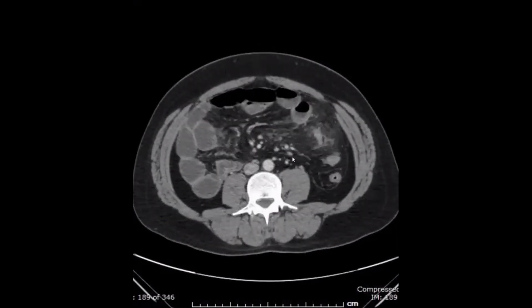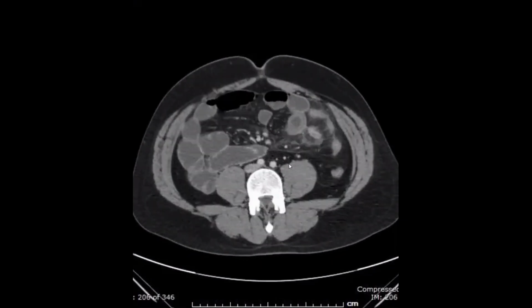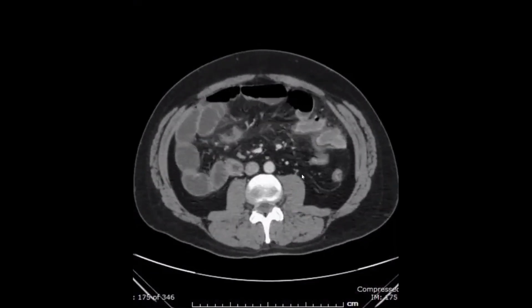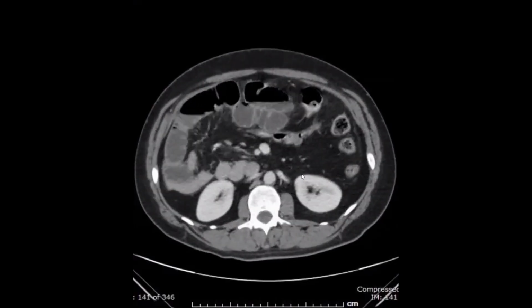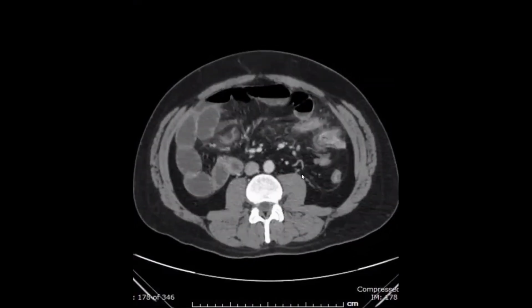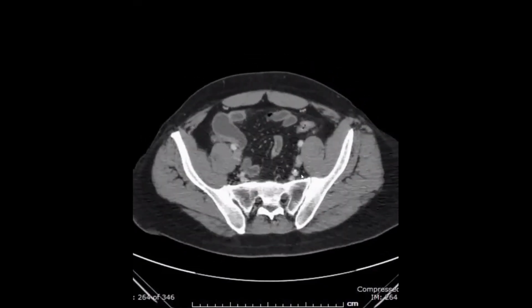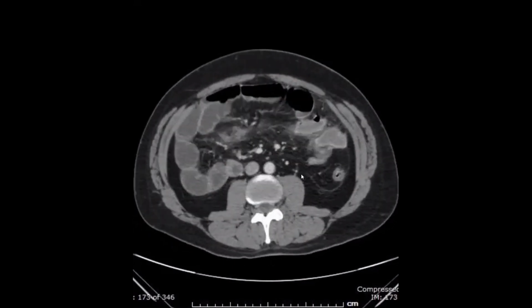But I can see the reason why this area is infected or inflamed, a localized inflammation. There are no swirls of fat or evidence of volvulus. Can you please check the anatomy of the bowel loops?